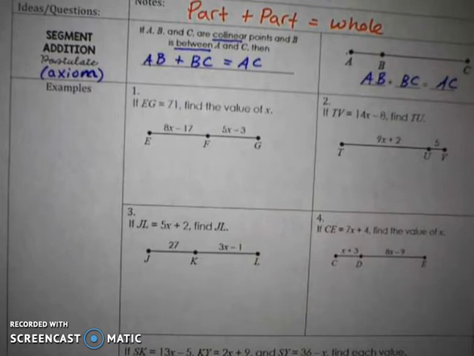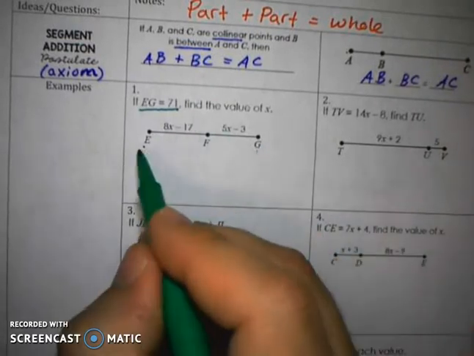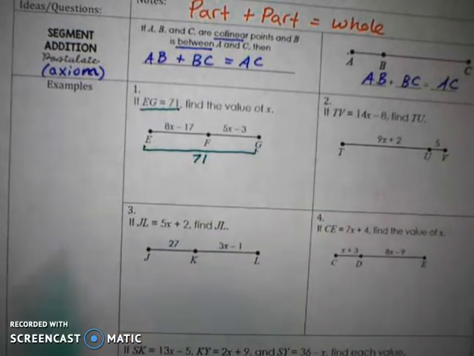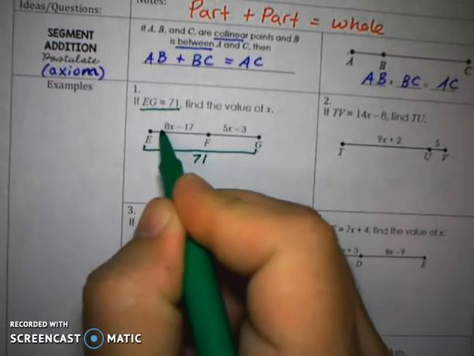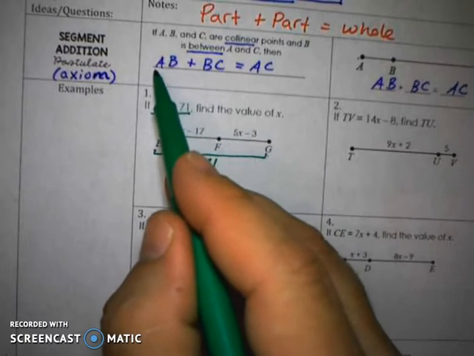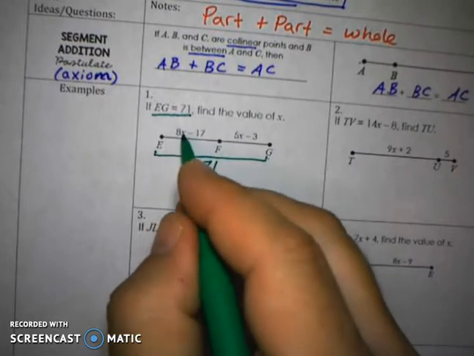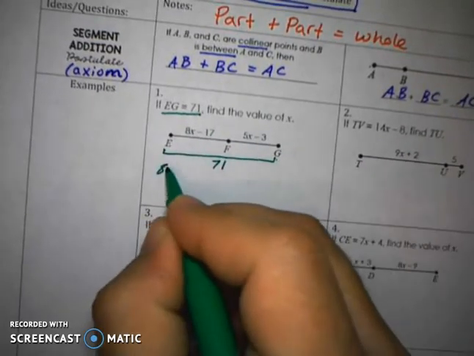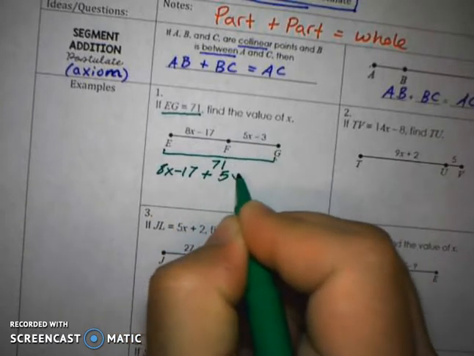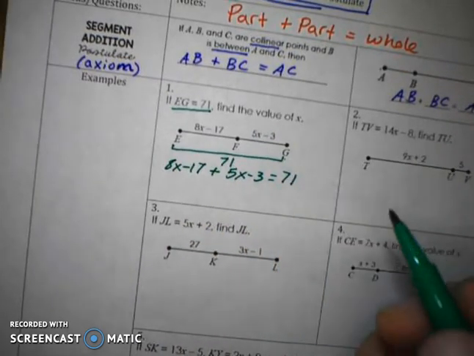In this first example, we're told that EG, from here to here, is 71. So I'm going to mark that length as 71 like that. These other two parts are expressed in variable expressions, so we're going to use a little bit of algebra here. We're going to set up an equation and solve it. The idea is that part plus part equals whole. Even though I'm using different letters than A, B, and C, I can set up my part plus part equals whole like this. 8x minus 17 is one part, plus 5x minus 3, my other part, has to equal the whole thing, 71.